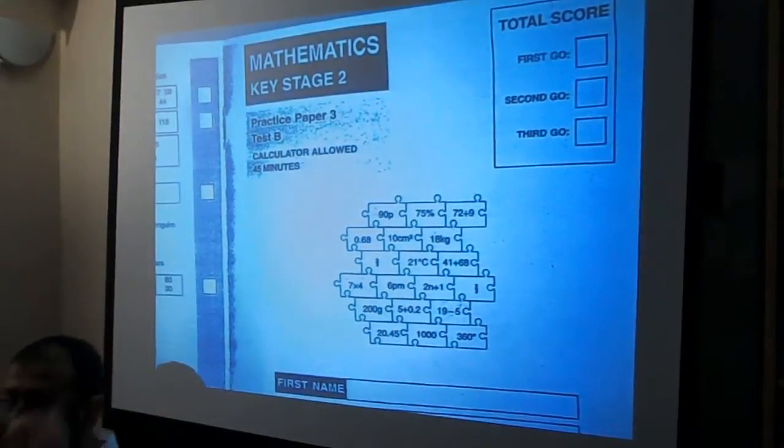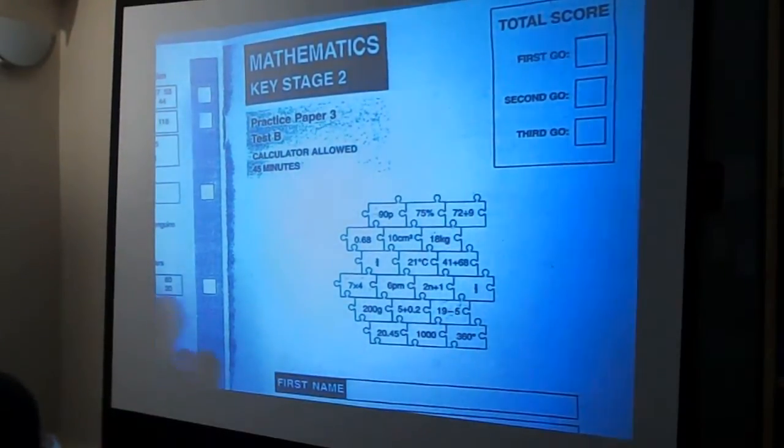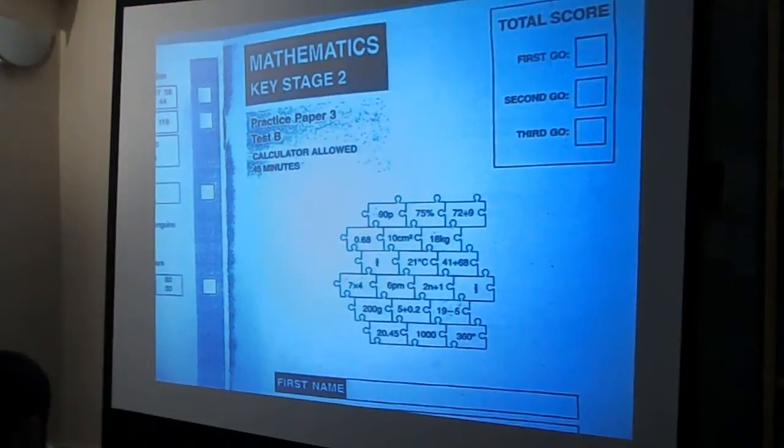Okay folks, welcome to this SATS revision class. Today we're looking at a Mathematics Key Stage 2 paper. This is the CGP version. Practice paper 3B, calculator allowed.